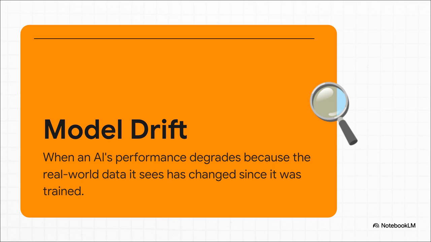The live data it's seeing today no longer looks like the data it was trained on months ago, and so its predictions get, well, they get weird, and sometimes silently and dangerously wrong.